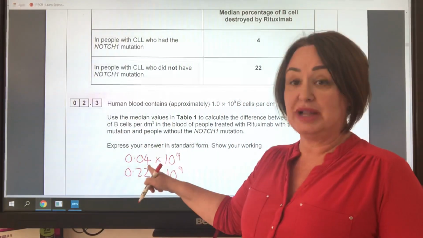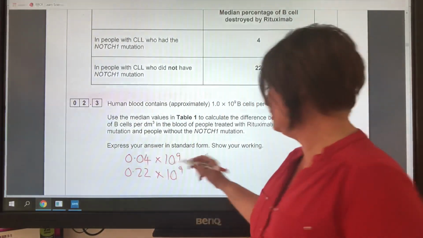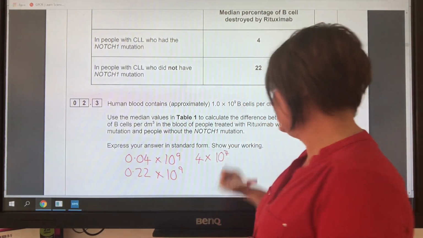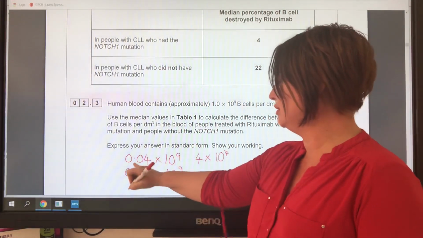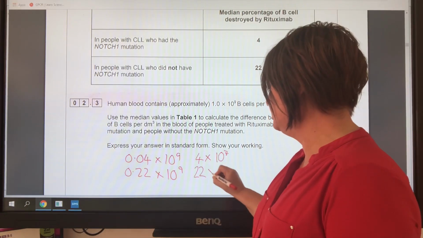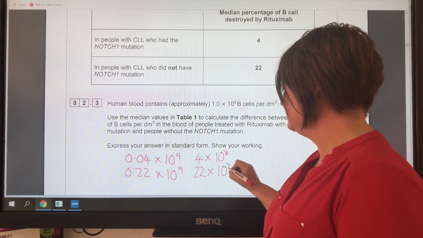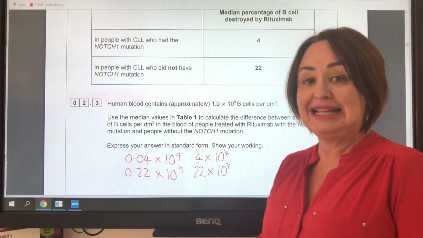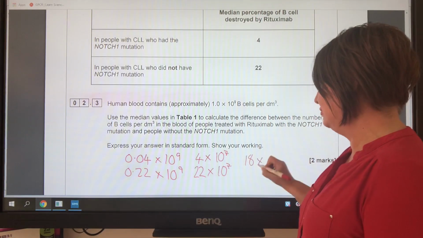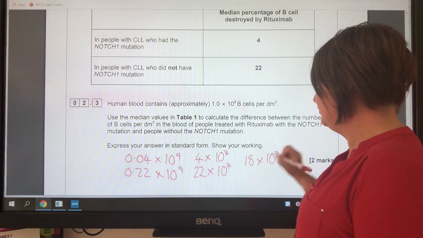So starting with this one, I'm going to move the decimal point twice. So I'm going to get 4 times 10 to the 7. And this one, I'm going to turn it into a whole number. I'm going to move the decimal point twice. So that would be 22 times 10 to the 7. Clearly, the difference between them is therefore 18 times 10 to the 7.